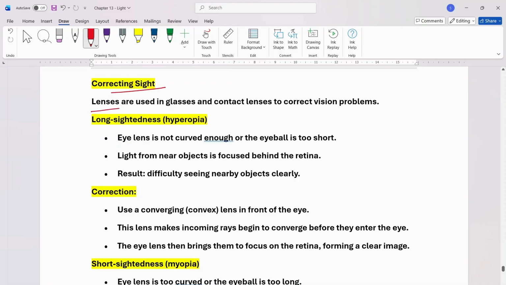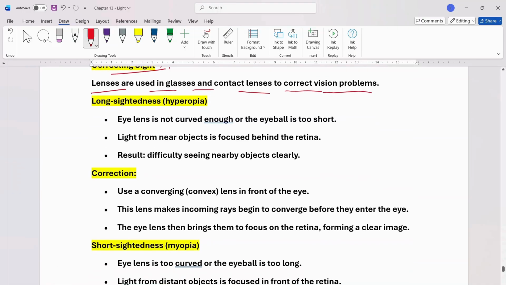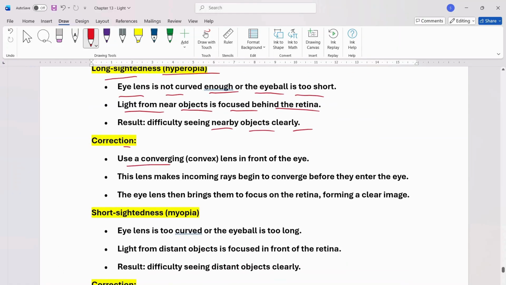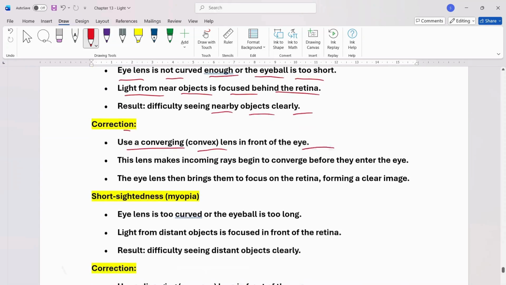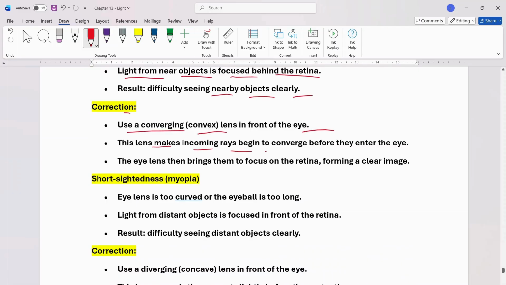Correcting sight. Lenses are used in glasses and contact lenses to correct vision problems. Long sightedness, hyperopia: the eye lens is not curved enough or the eyeball is too short. Light from a near object focuses behind the retina, making it difficult to see nearby objects clearly. Correction: use a converging convex lens in front of the eye. This lens makes incoming rays begin to converge before they enter the eye. The eye lens then brings them to focus on the retina, forming a clear image.